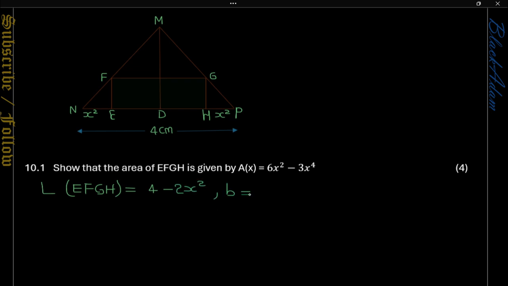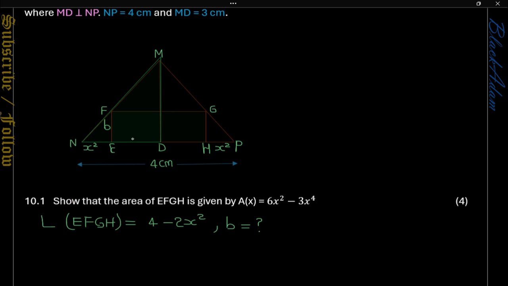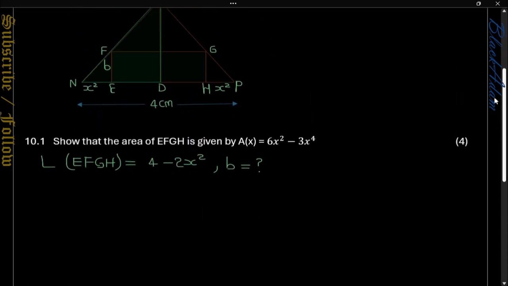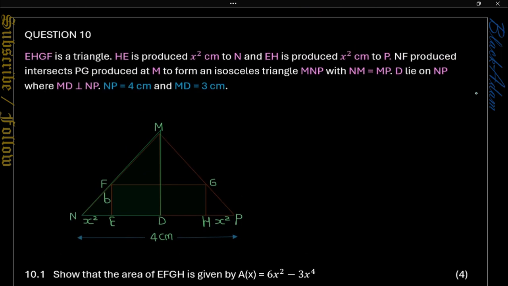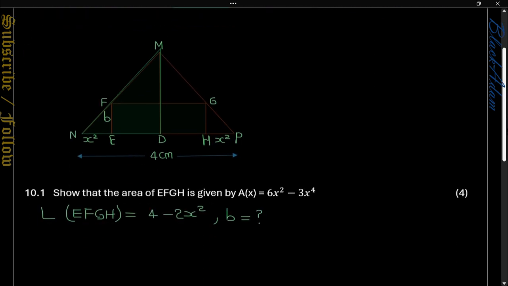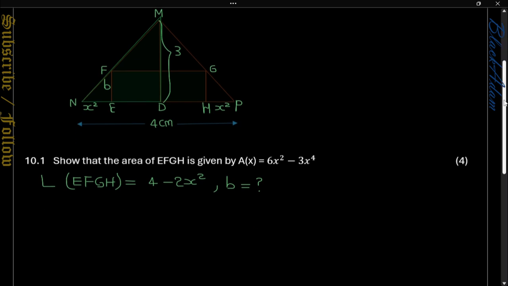So what about our breadth? Our breadth is going to be b. So for b, we take that side, which is MA, and we just want to know the area of that side. So we need to know the breadth. We know that MD given there is 3 centimeters, and we have to find the breadth.